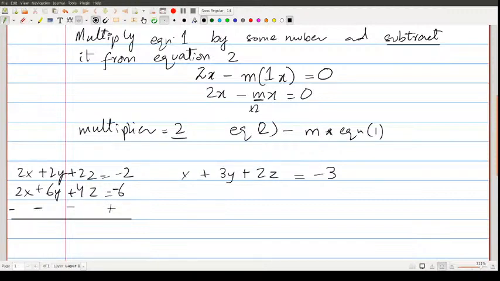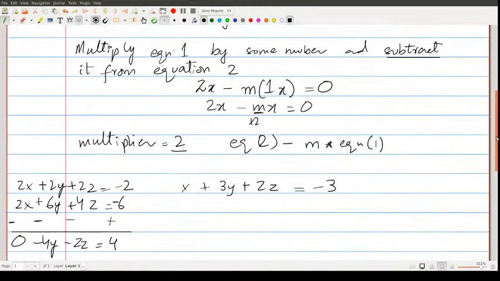So 2x minus 2x becomes 0, 2y minus 6y becomes minus 4y, and then 2z minus 4z becomes minus 2z is equals to minus 2 plus 6 becomes 4. Okay, so that's the elimination that I'm looking to do. And so now once we have that process in our head, we don't need to keep doing that. We know how to do this.